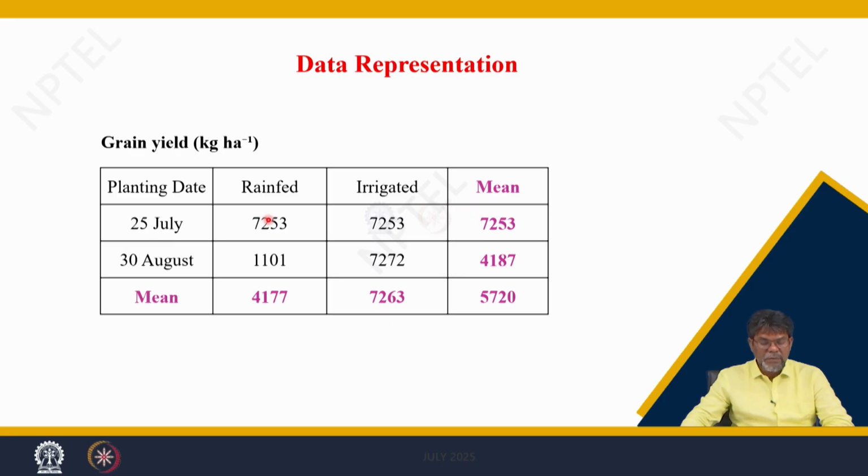Whereas in the case of 30 August planting, under the rain fed condition the yield is 1101 kg per hectare, whereas under irrigated it is 7272 kg per hectare. You are getting the maximum yield under the irrigated condition in 30 August planting, because under rain fed conditions, with late planting, there is a severe reduction in the crop yield. That gives understanding. If you go for the reality of the field experiment, if you go for delayed planting and there is no life saving irrigation, the crop will suffer, you will not get the production.